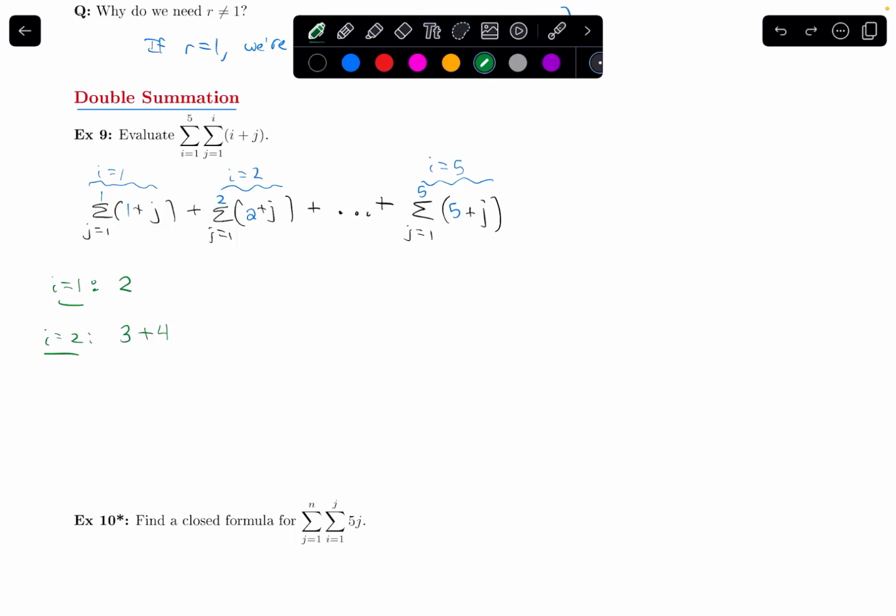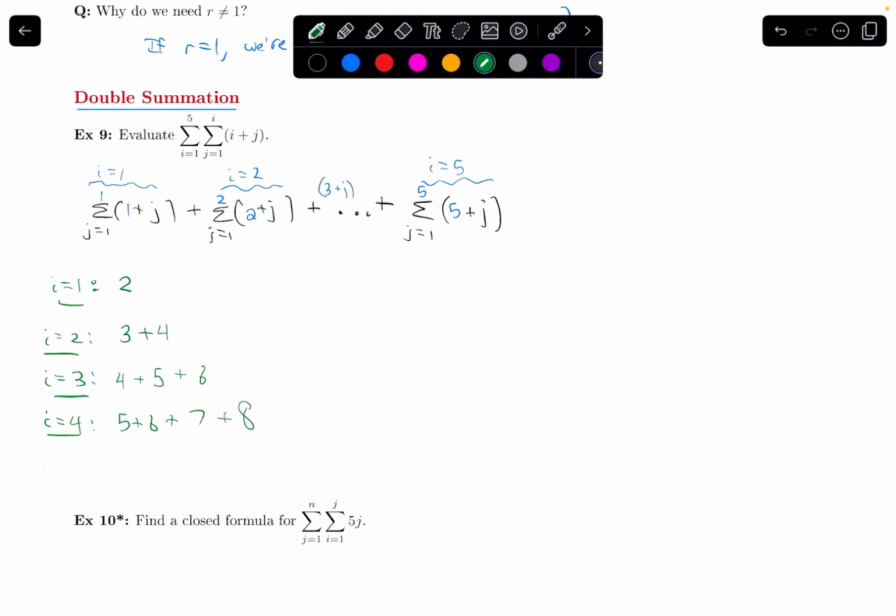Okay, cool. If I do the same thing for i equals 3, which I don't have written down, the parentheses would have had a 3 plus j. If I start off by plugging in 1 for j, I would get 4, then I would plug in 2 to get 5, and then I would plug in 3 to get 6. If I continue down this pattern, for i equals 4, what I would get is 5 plus 6 plus 7 plus 8.